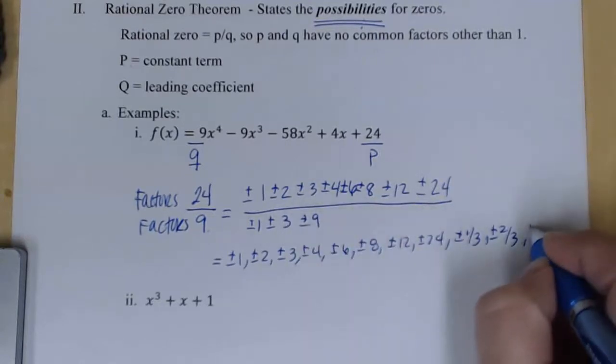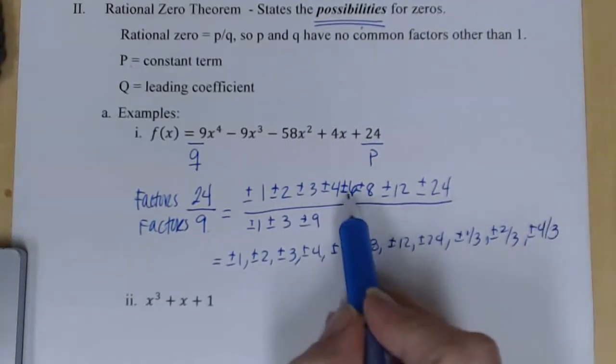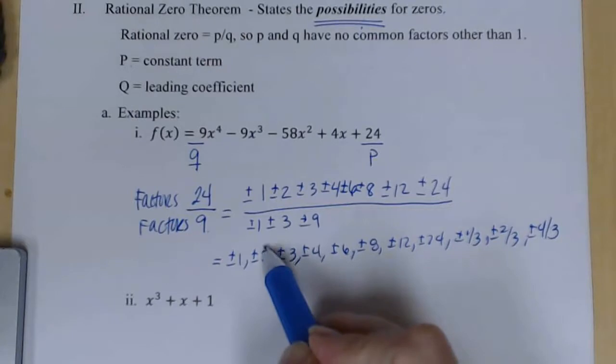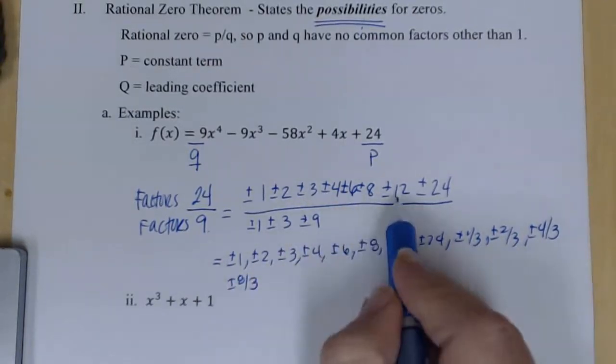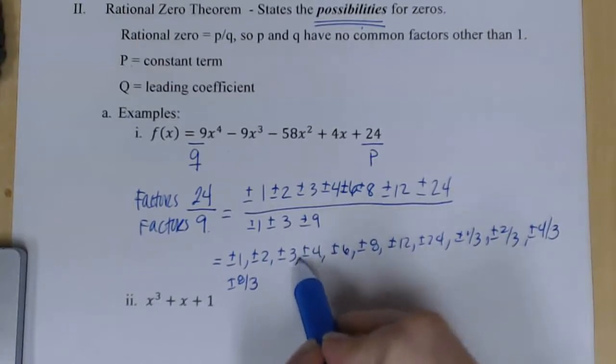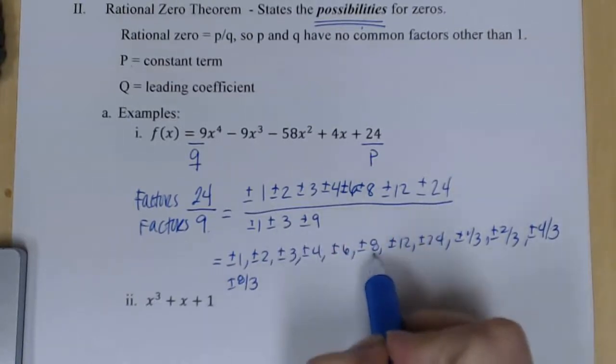4 over 3. 6 over 3, which is 2. I already listed it. 8 over 3. 12 over 3 is 4, and I already have it listed. And 24 over 3 is 8, and I already have it listed.